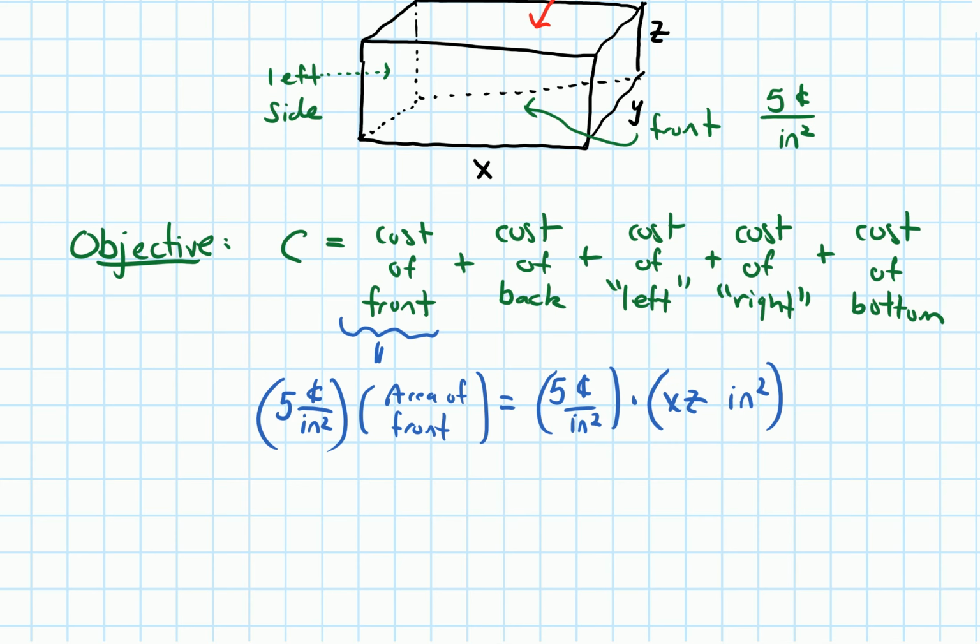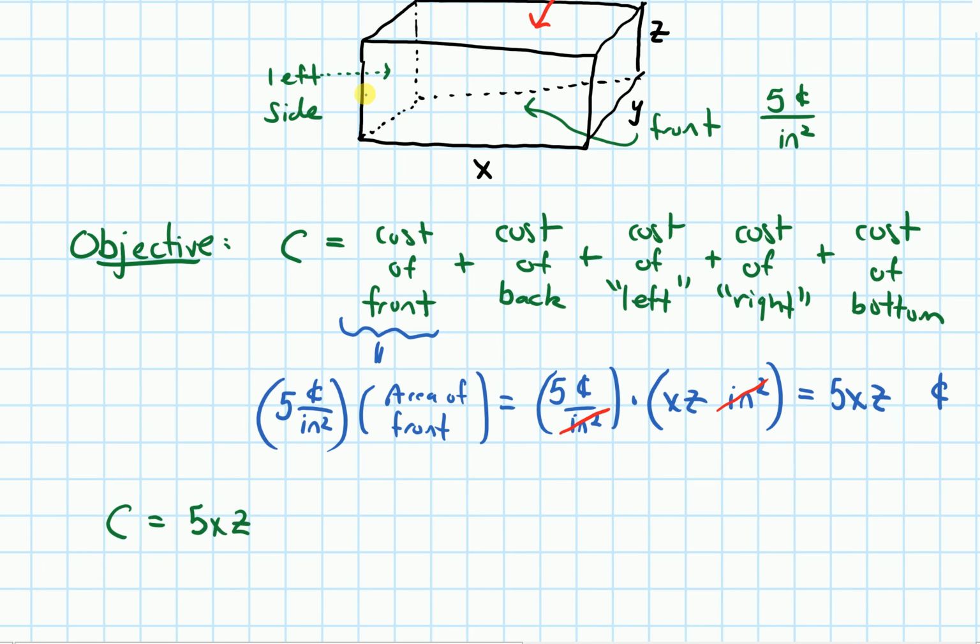So when we multiply, these inches squared cancel with these inches squared, and we'll end up with 5xz, and the units are now cents. And that makes sense. We wanted this to be the cost of the front, so it makes sense that the cost is in a unit of money. All right, so let's write out the entire cost this way. So the cost of the front we now know is 5xz.